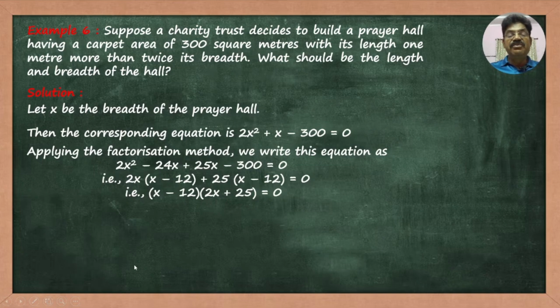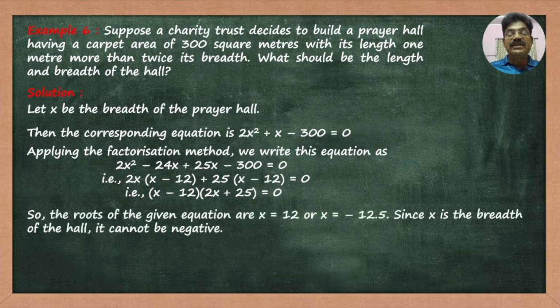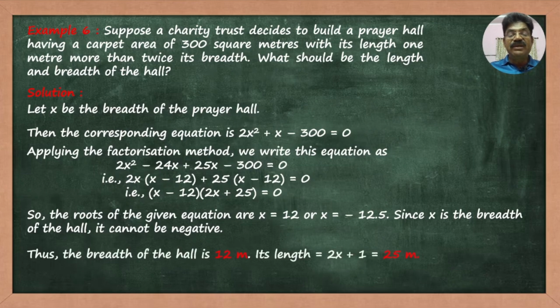Hereafter it is very simple, equate each factor to 0. So when x minus 12 is equal to 0, you get x is equal to 12. When 2x plus 25 is equal to 0, you get x is equal to minus 25 by 2 or minus 12.5. Since x is the breadth of the hall, it cannot be negative. Therefore, x can be 12 meters only. Therefore, the length is 2x plus 1, which is equal to 2 into 12 plus 1, which is 25 meters. Now we answered the problem completely.